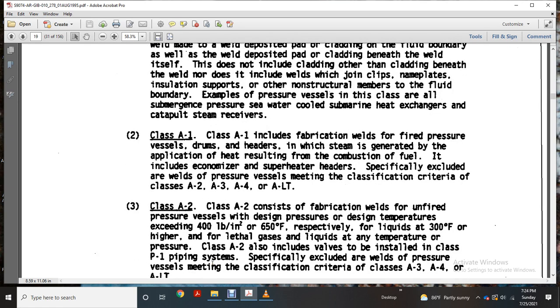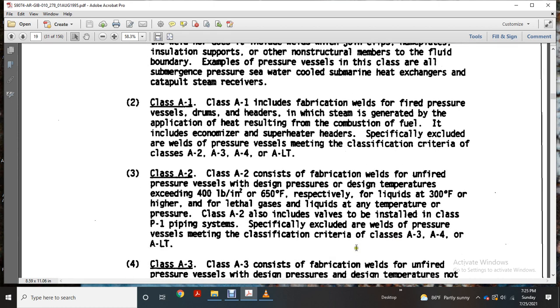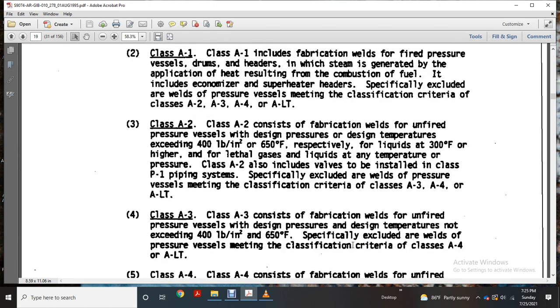A2 consists of the fabrication welds of the unfired pressure vessel with the design pressure and design temperature of 400 pounds per square inch and 650 degrees respectively, liquid at 300 degrees Fahrenheit, or lethal gas or liquid at any temperature pressure. Class A2 also includes the valves installed in the Class B1 piping. Specifically excluded are the welds of the pressure vessels meeting classification criteria A3, A4, and A limited.